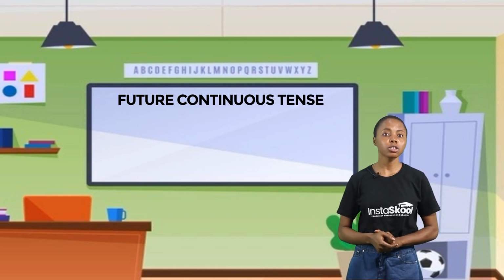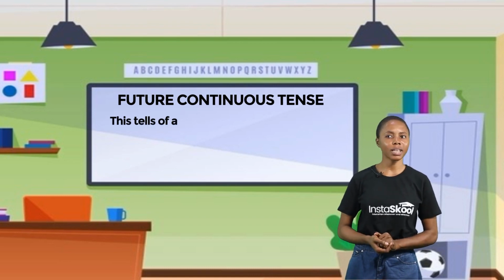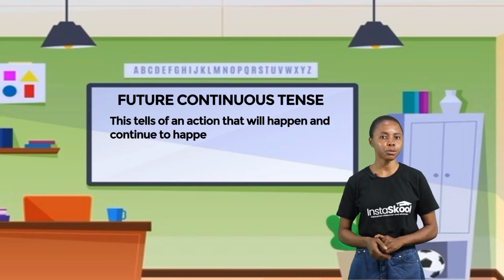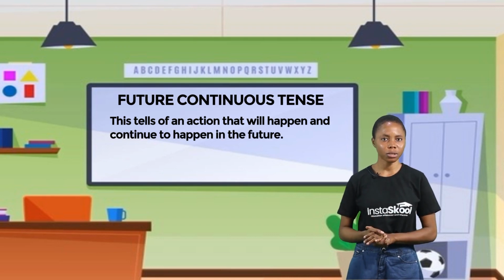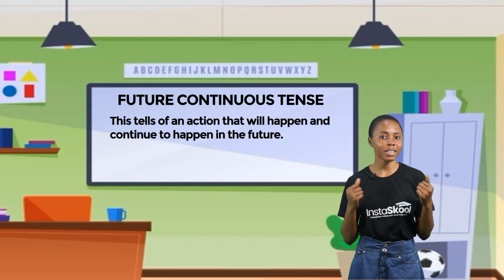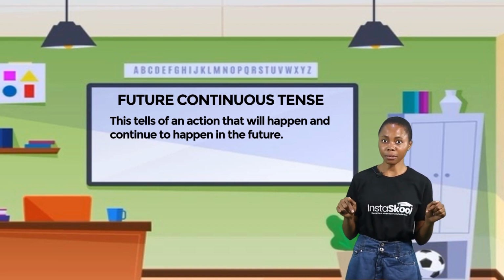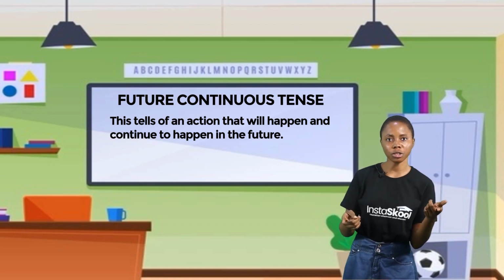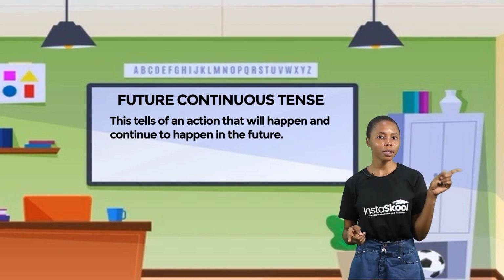Now, the last but not the least is the future continuous tense, and that is our ninth tense. The future continuous tense tells of an action that will happen and continue to happen in the future. Let me repeat. The future continuous tense tells of an action that will happen and will still continue to happen in the future.